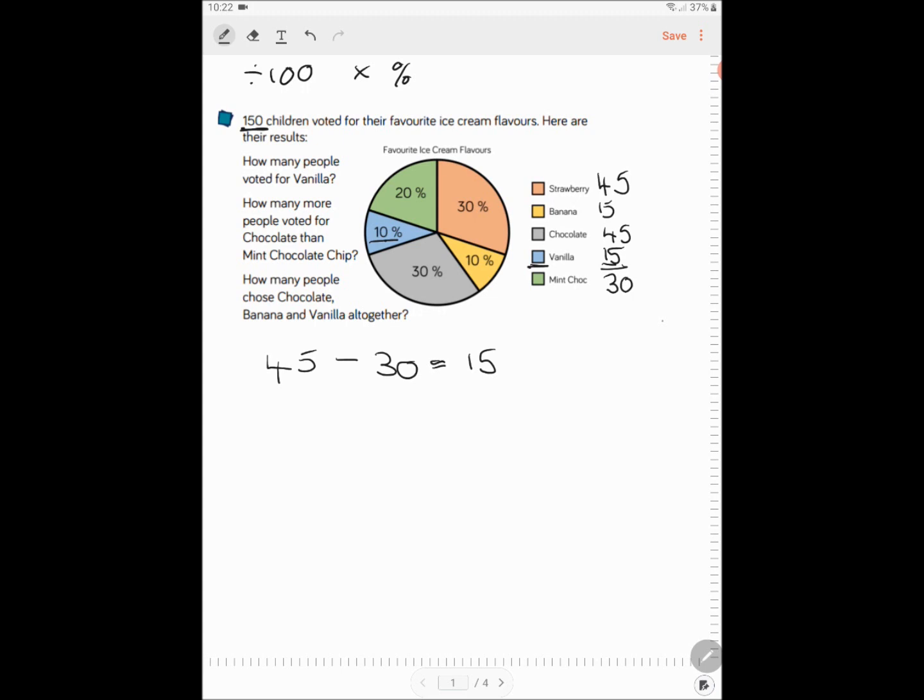And the last question is how many people chose chocolate, banana and vanilla together? So how many people chose chocolate? 45. How many people chose banana? 15. And how many people chose vanilla? Also 15. Add it all together. So 5 add 5 add 5 is 15. 4 add 1, 5. Add 1 more, 6. Add another 1, 7. So in total, 75 people chose either chocolate, banana or vanilla altogether.